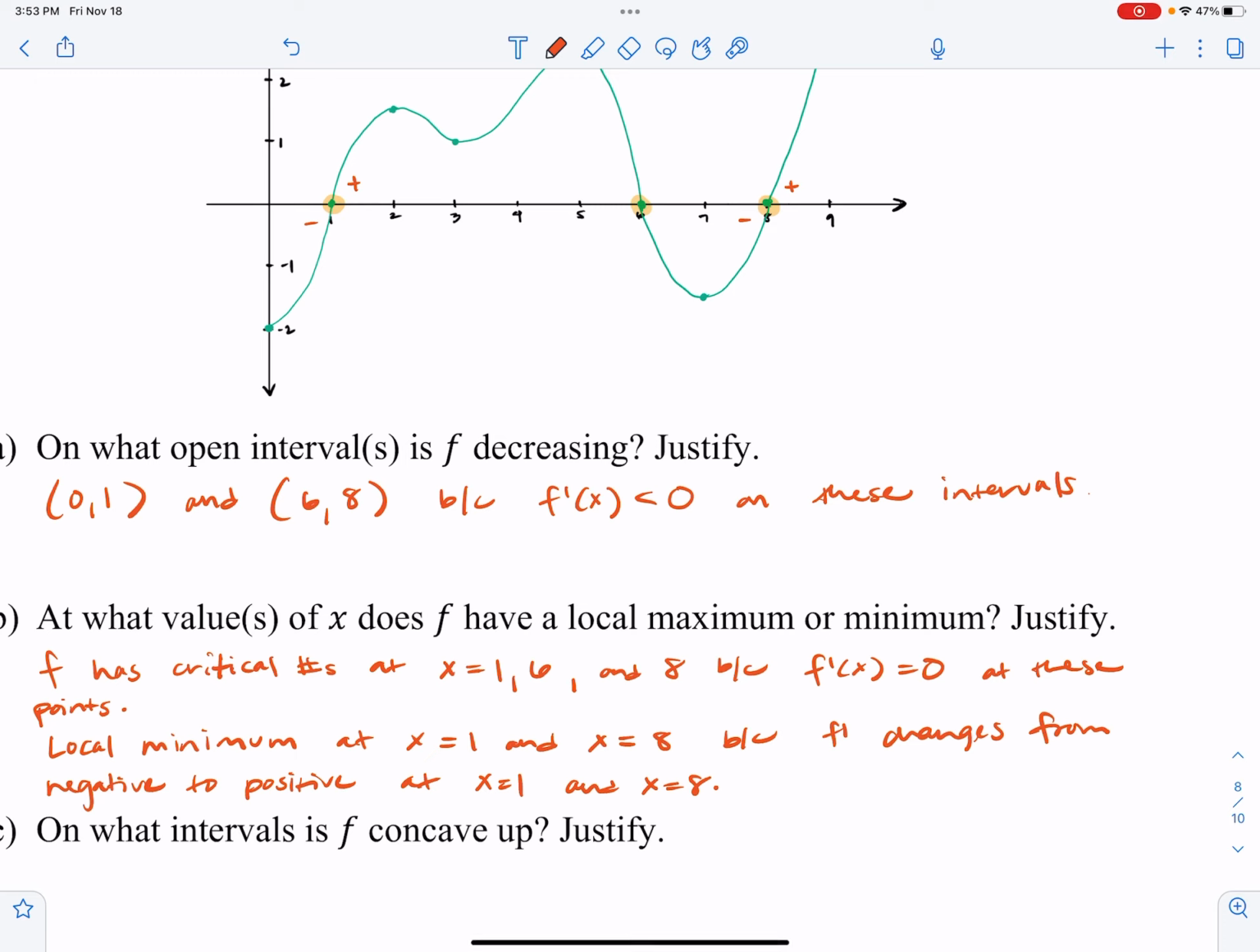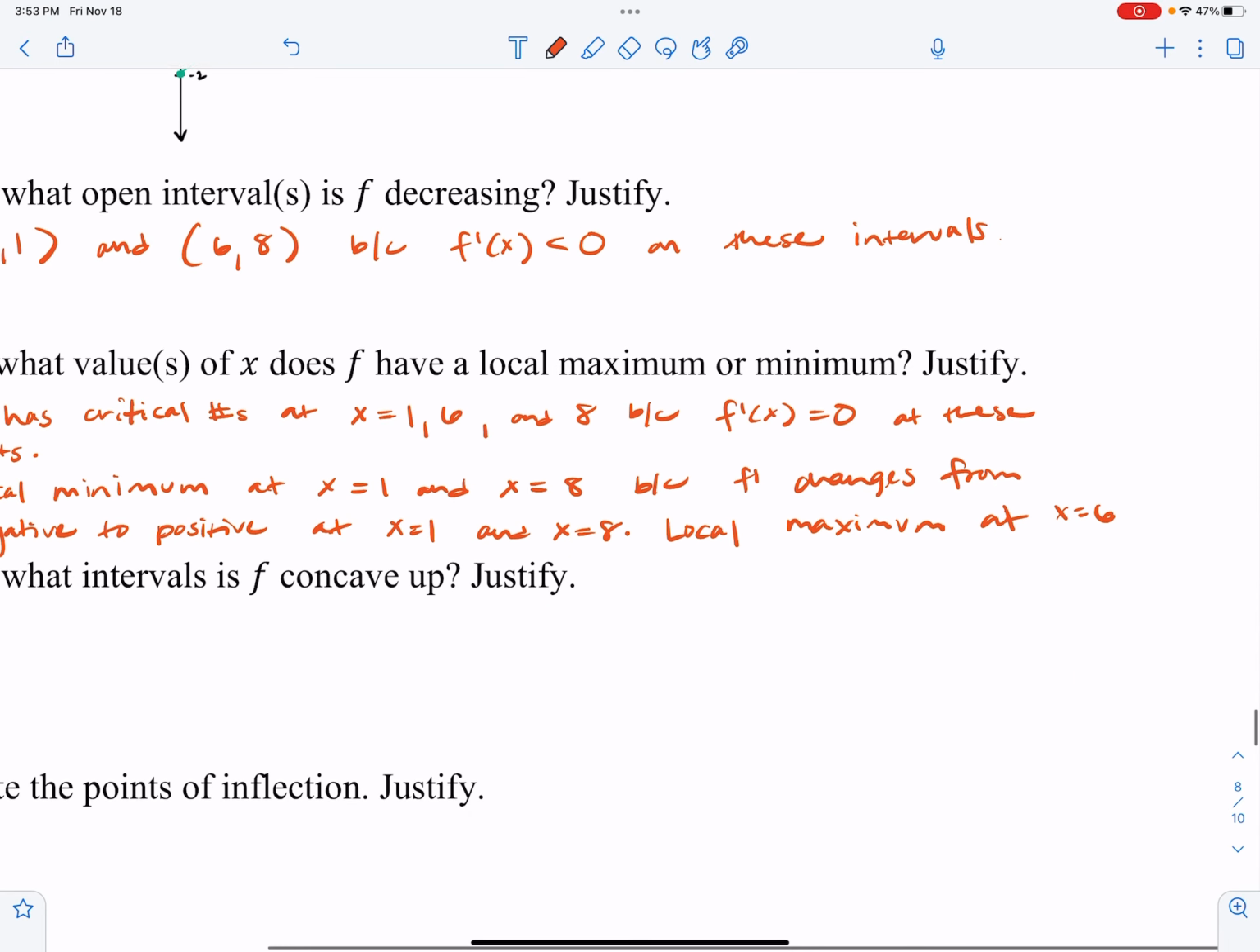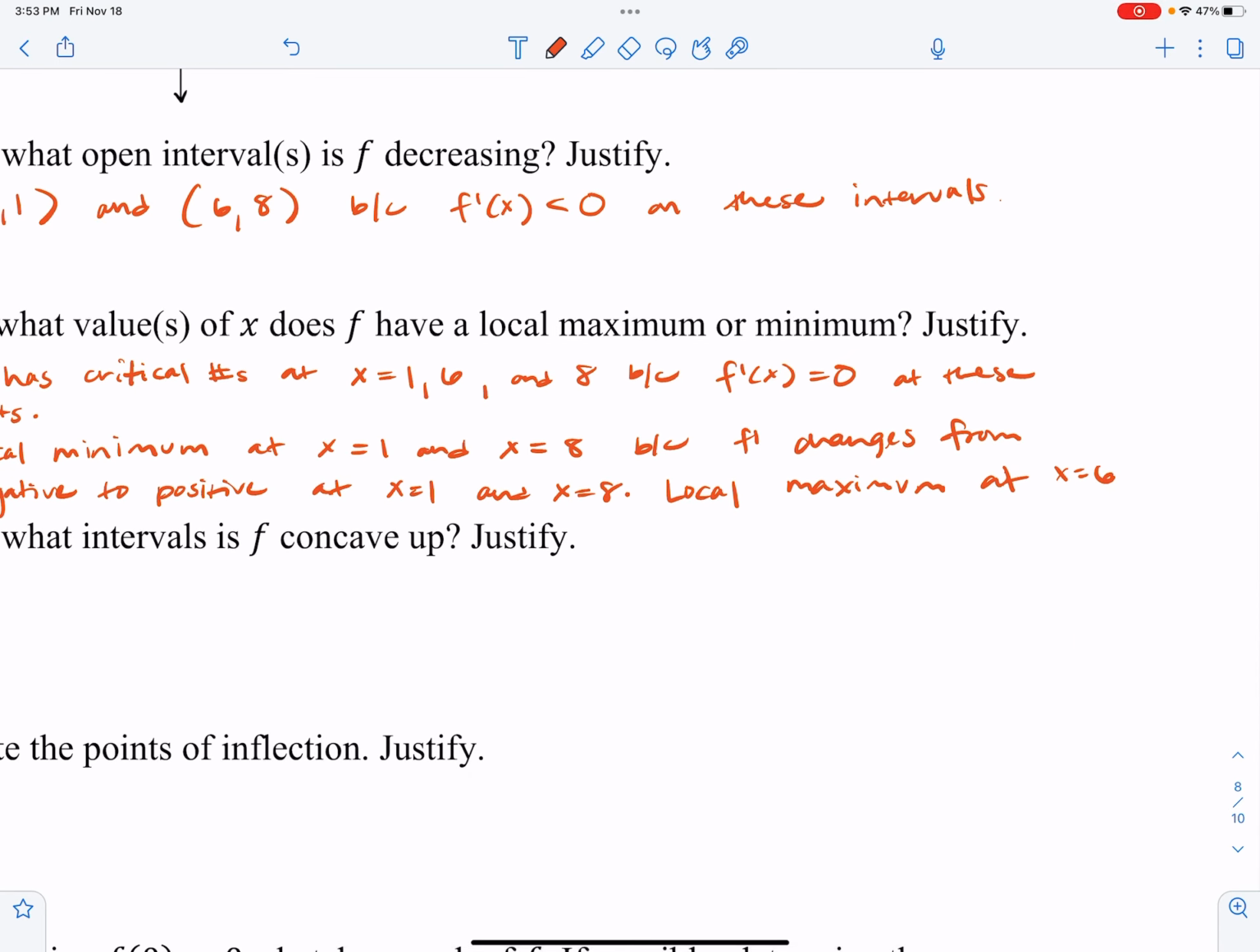And then there's a local maximum at x equals 6, because f prime is changing from positive to negative, which means that f is changing from increasing to decreasing. So local maximum at x equals 6, because f prime changes from positive to negative.